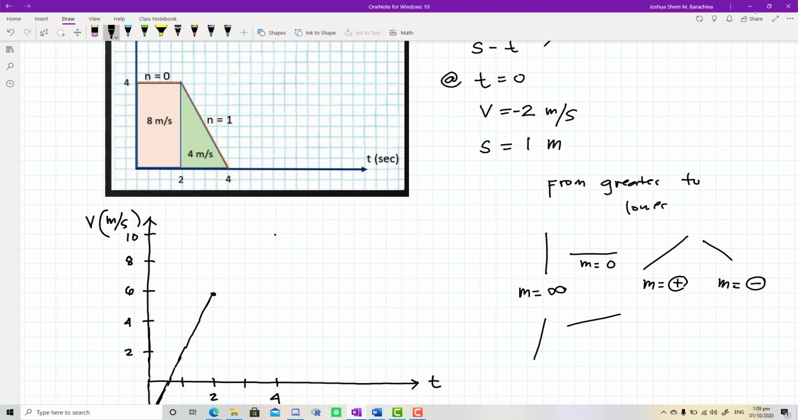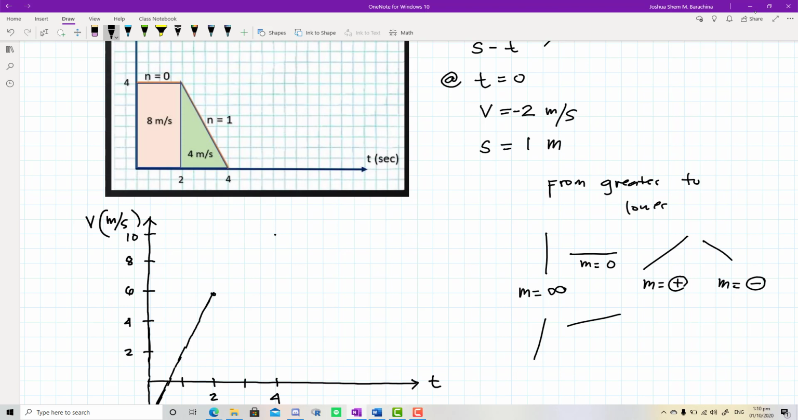Tama ba? Tama. Greater slope and lower slope. And the absolute value of the starting line or the starting and the ending of your curve will dictate the slope of your velocity and time. So, greater yung absolute value niya, 0 to, so lower yung absolute value nito.